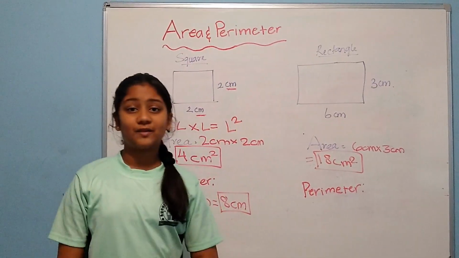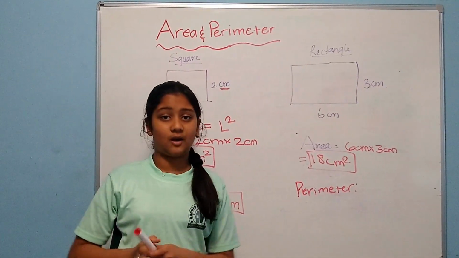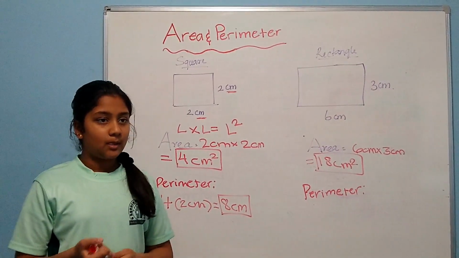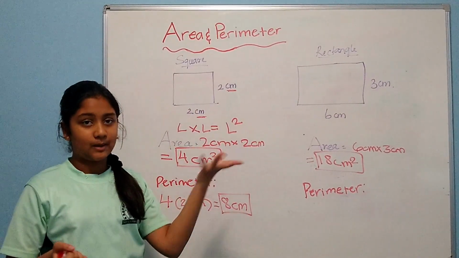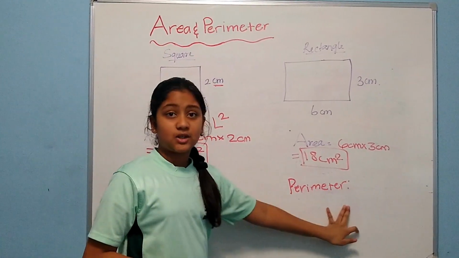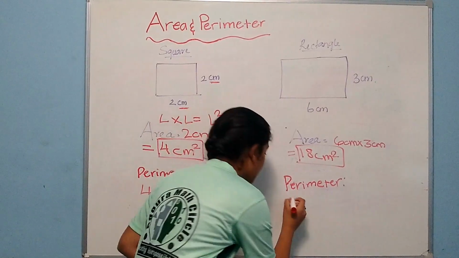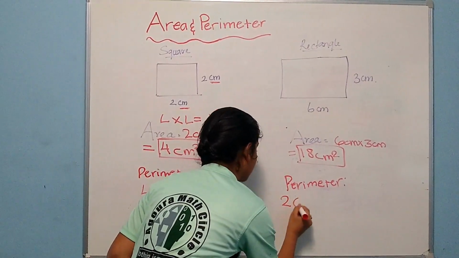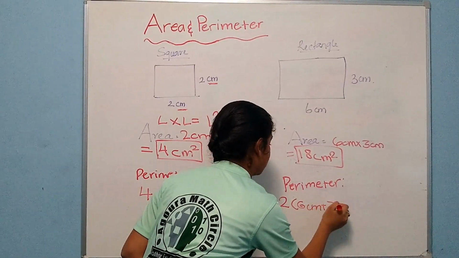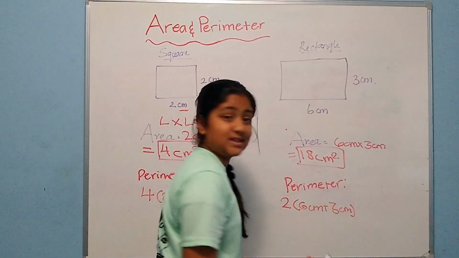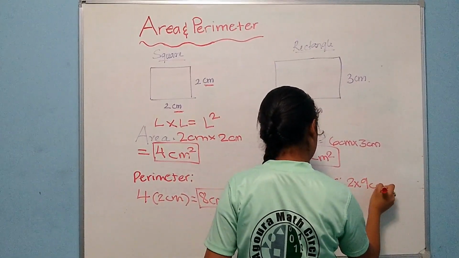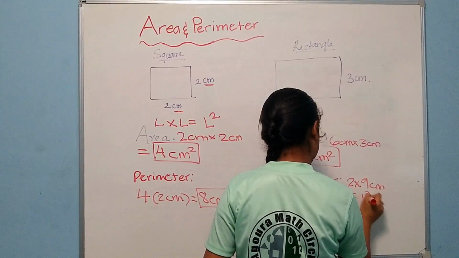And I just want to include that the units can differ. It doesn't always have to be centimeters. It can be, let's say, inches. It can be feet. It can be yards. So it can be anything. And so now let's move on to perimeter. So we have 2 times (6 centimeters plus 3 centimeters). So we basically get 2 times 9 centimeters. And that's going to be 18 centimeters.